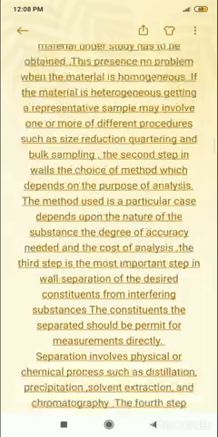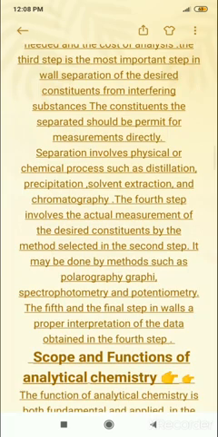The third step is most important. It involves separation of the desired constituents from interfering substances. These constituents separated should be permitted for measurements directly. Separation involves physical or chemical processes such as distillation, precipitation, solvent extraction and chromatography.